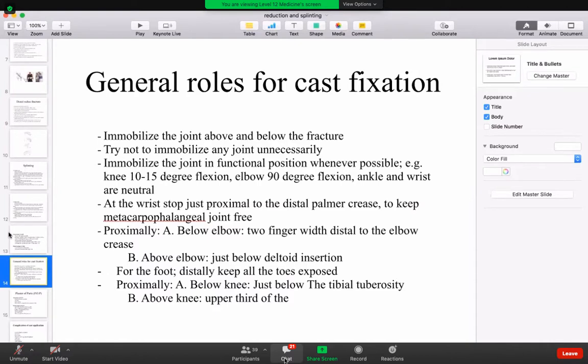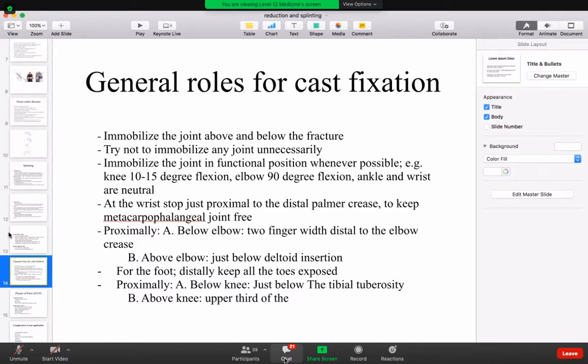If you are immobilizing a joint, you have to immobilize it in the functional position, and that depends on the joint. So for the knee, it's 10 to 15 degrees of flexion. The elbow is 90 degrees of flexion. Ankle and wrist are neutral position.